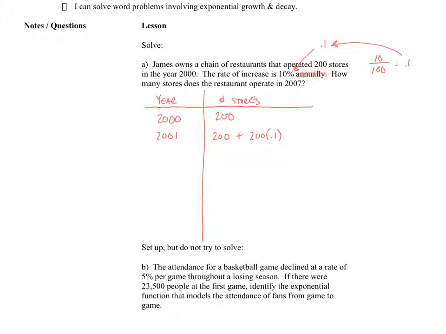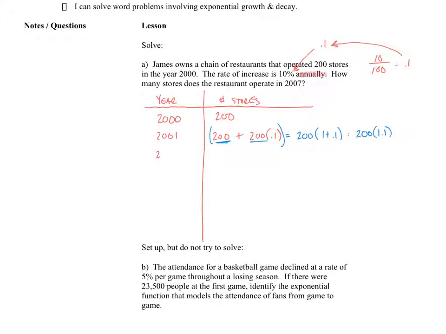Now this is going to start getting really complicated if we do this year after year. So what we can do is we can make this look a lot nicer by grouping. What do these two things have in common? Well, they both have a 200. So I can factor out a 200. And on the inside, I'll have 1 plus 0.1. And I could even then take it one step further and say, that's the same as 200 times 1.1. So that's how many stores he had in the year 2001. He had 200 times 1.1 stores.